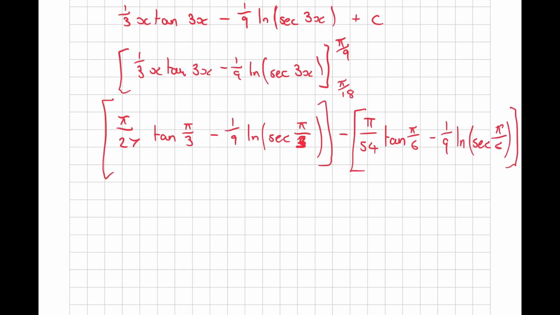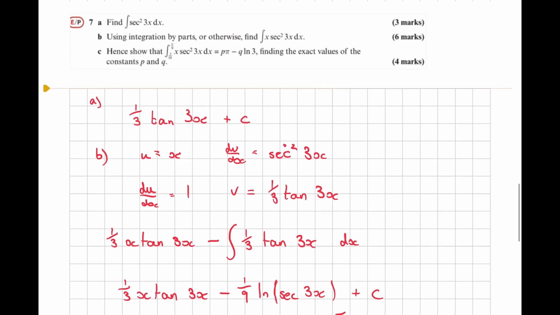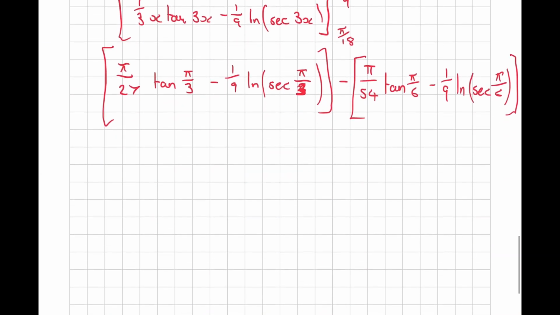Wow, okay. And this is going to be a very careful job to rearrange, because it does want our P and Q. Something pi and then ln 3. So if we go to our calculator, make sure that we are in radians. Tan of pi by 3, and also make sure you're in the right mode, tan of pi by 3 is root 3. So this is pi over 27 root 3.